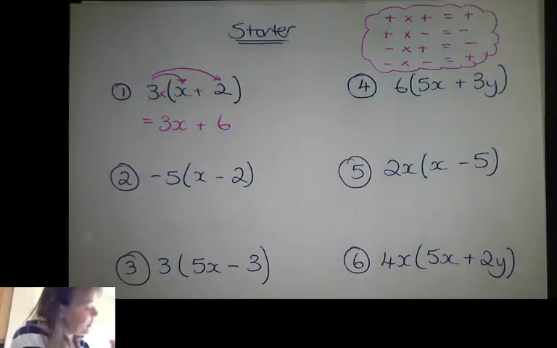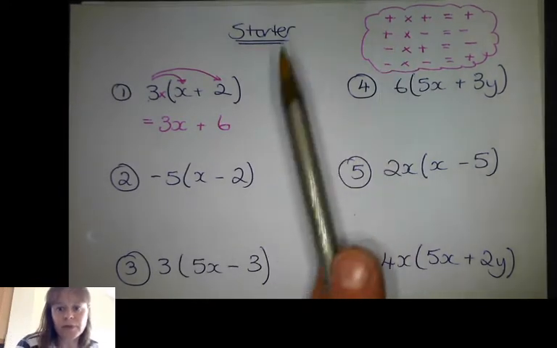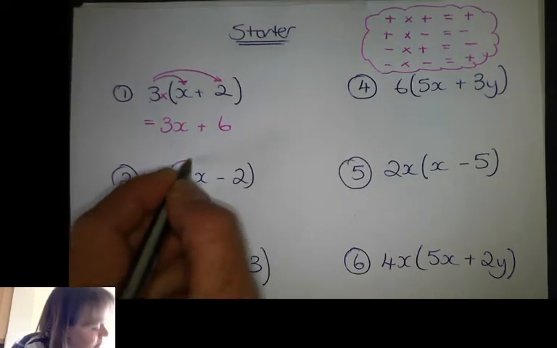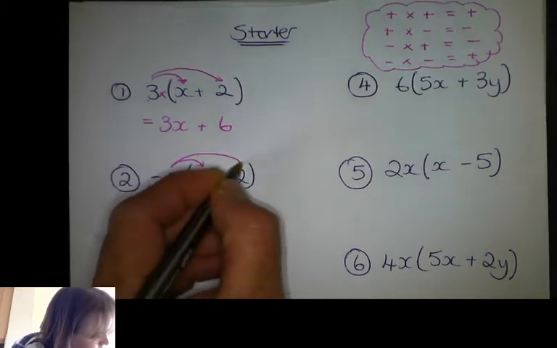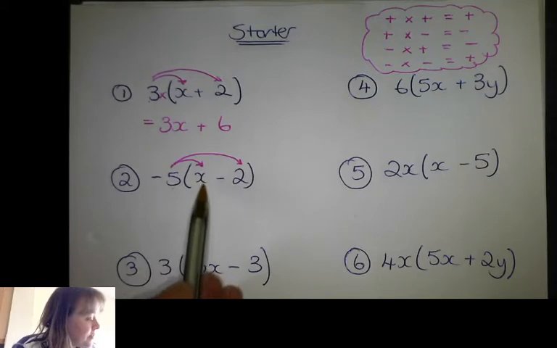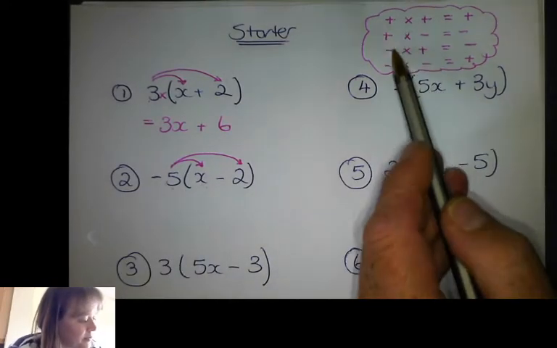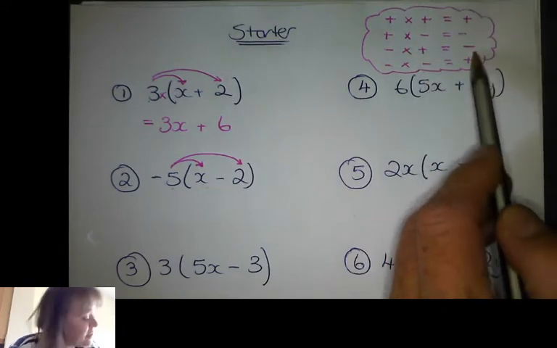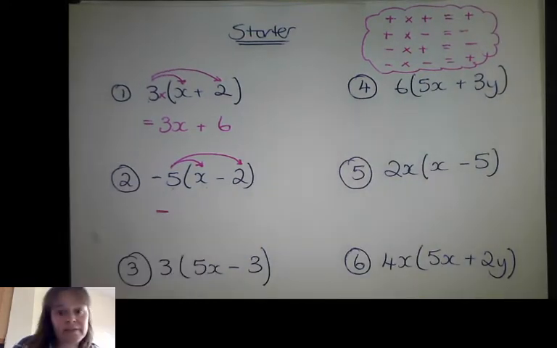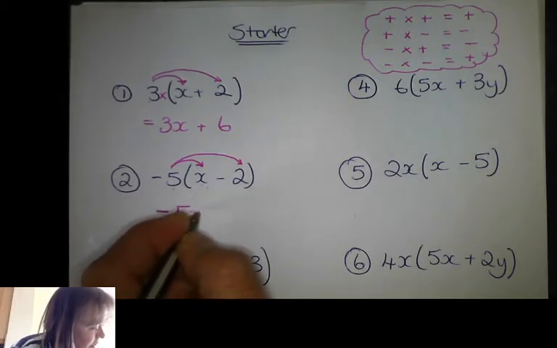Okay, so let's look at number 2, which does have a negative number in. So good job we've got these rules. We'll have a look at those to make sure we get it right. First up, this says to do -5 and times it by x. So this is like a negative number times a positive number. Negative times positive gives me a negative. So I know I'm going to have a negative at the front there. Then I just do 5 times x, which is 5x.